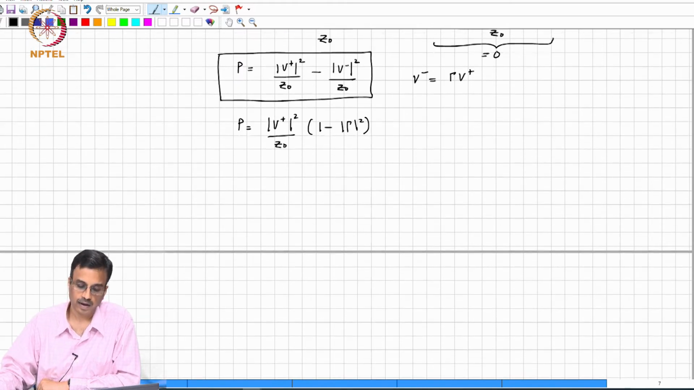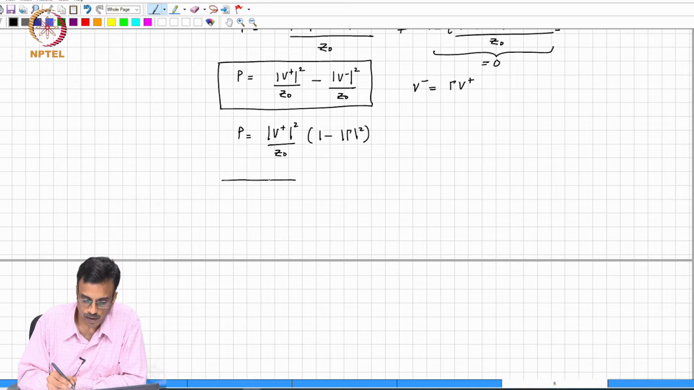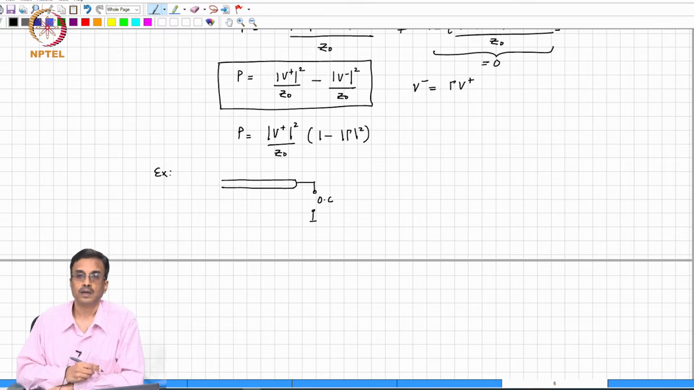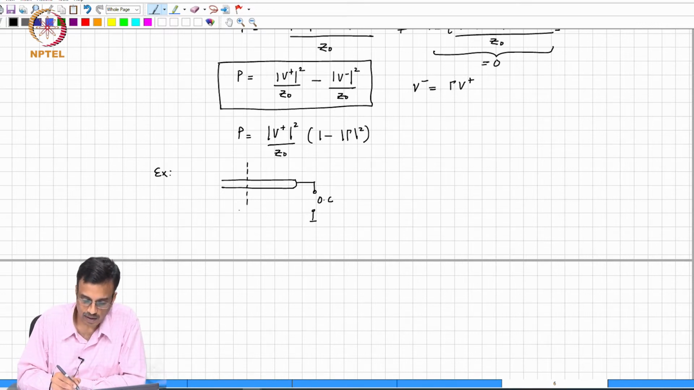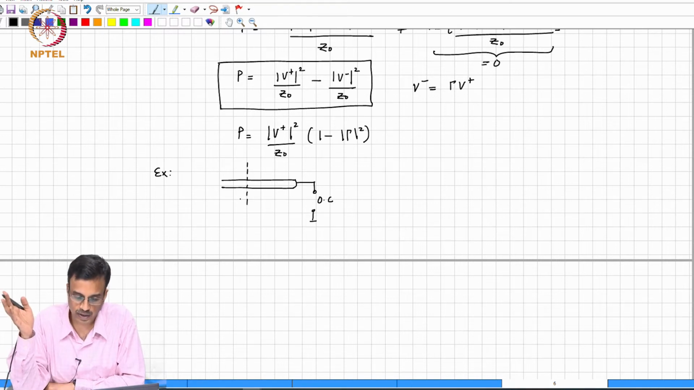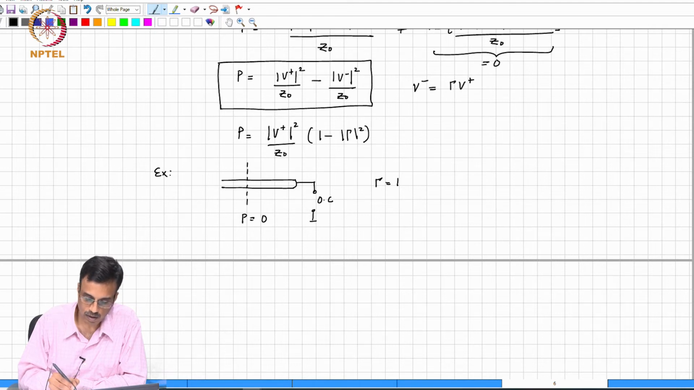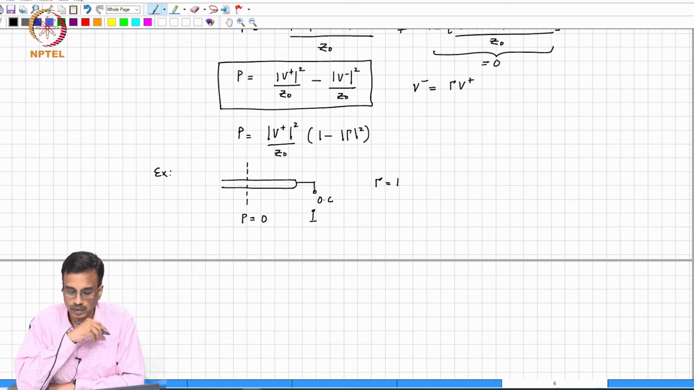So let's again take some examples. So we have an open circuit. Intuitively, of course, it's very clear that no power can be dissipated to the right of this dotted line, and that's obvious, but that also comes out of the math, because we know that gamma is 1, so gamma square is 1, and therefore the power being dissipated to the right here is basically 0. The average power is 0, right?